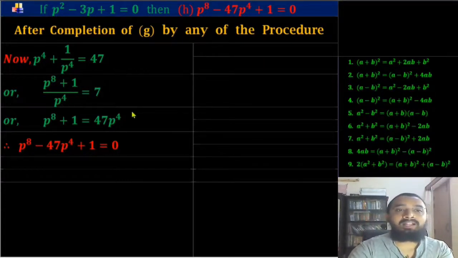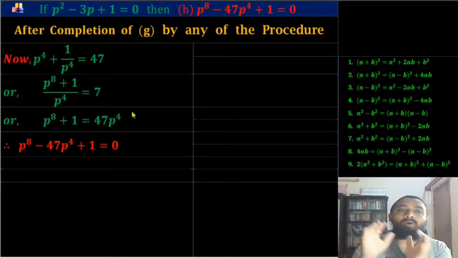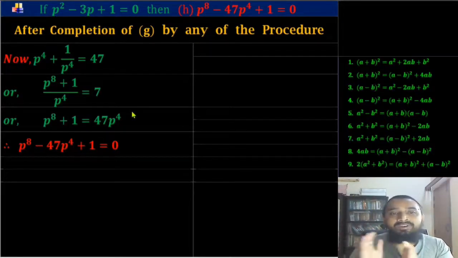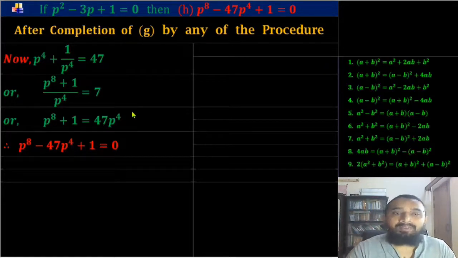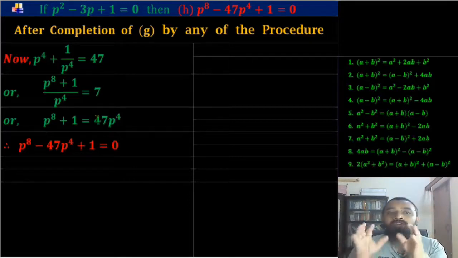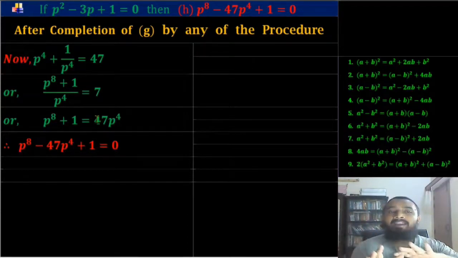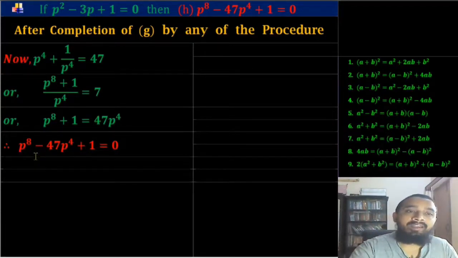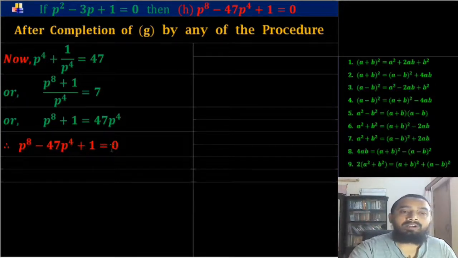Now if we do cross multiplication, then we're going to get p to the power 8 plus 1 is equal to 47 p to the power 4. Therefore, if we shift 47 p to the power 4 to the left hand side, the sign before 47, which is plus, changes by the transposition law, and the sign will be minus, as you can see here. Therefore, on the red line, p to the power 8 minus 47 p to the power 4 plus 1 is equal to 0, which is our required destination that we were asked to solve.